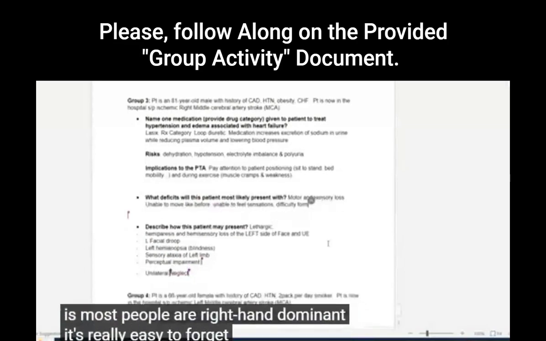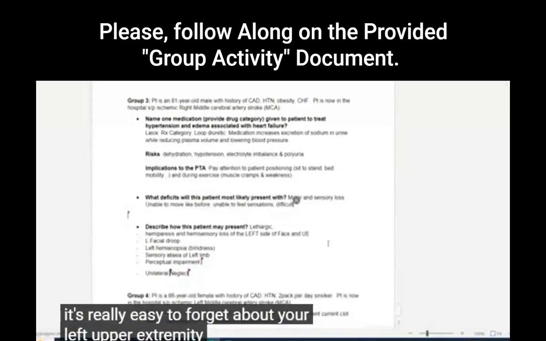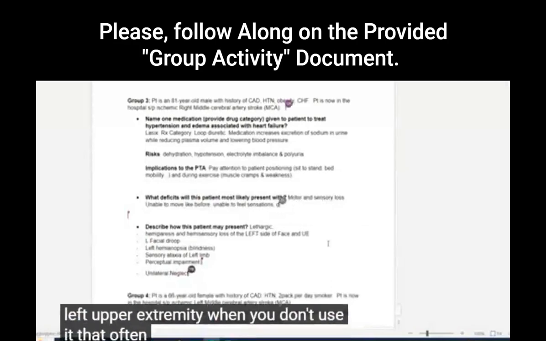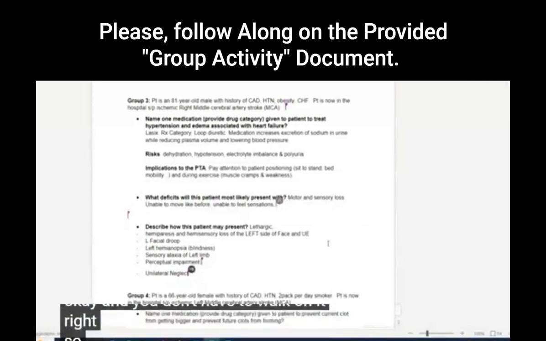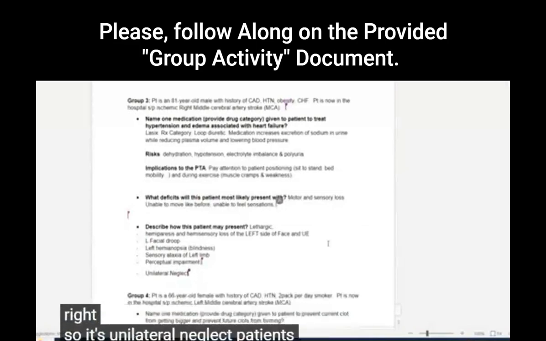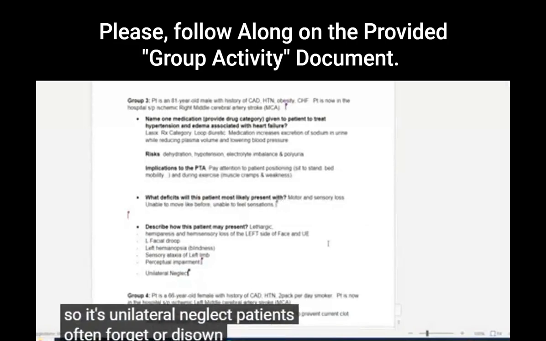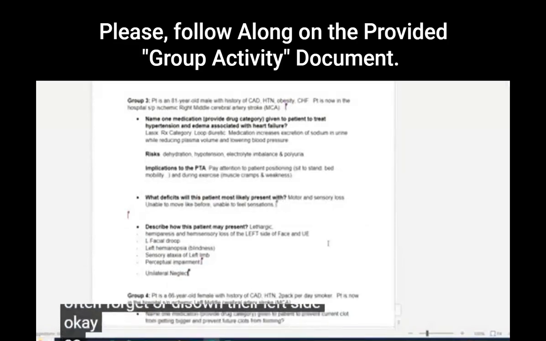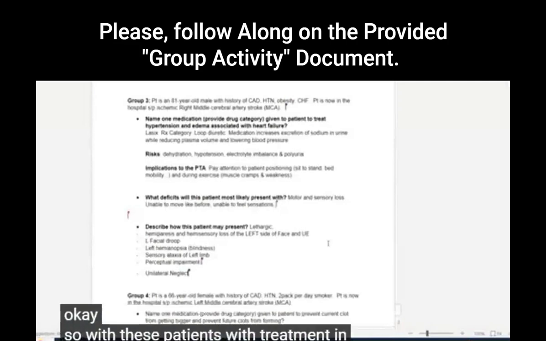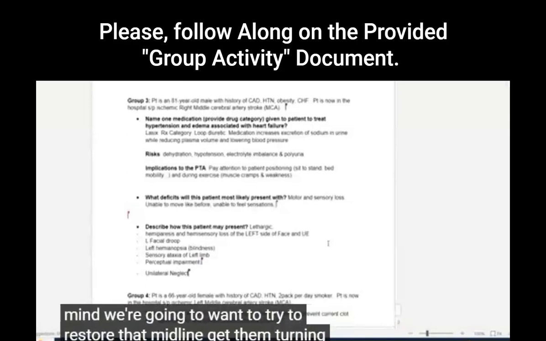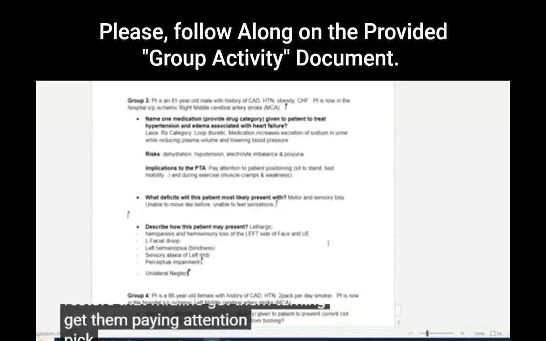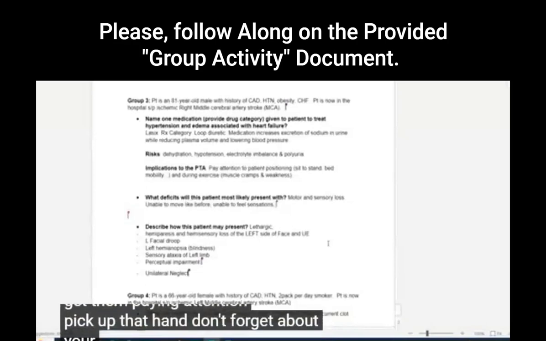It's really easy to forget about your left upper extremity when you don't use it that often, okay? And you don't have to walk on it, right? So it's unilateral neglect. Patients often forget or disown their left side, okay? So with these patients, with treatment in mind, we're going to want to try to restore that midline, get them turning, get them paying attention, pick up that hand. Don't forget about your left hand.